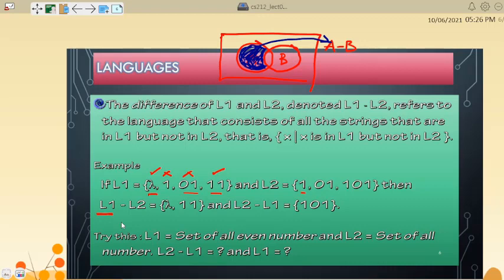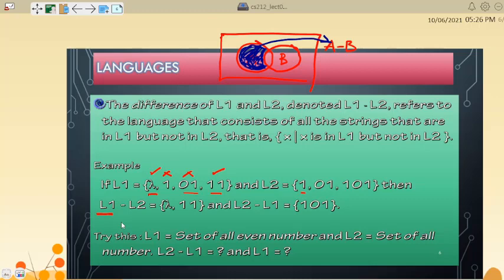0, 1 is in L1 and also in L2, so now we don't take 0, 1. 1, 1 is in L1 but not in L2. We take 1, 1 because we're looking for L1 minus L2.